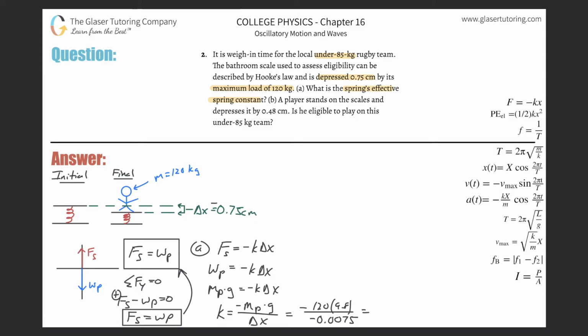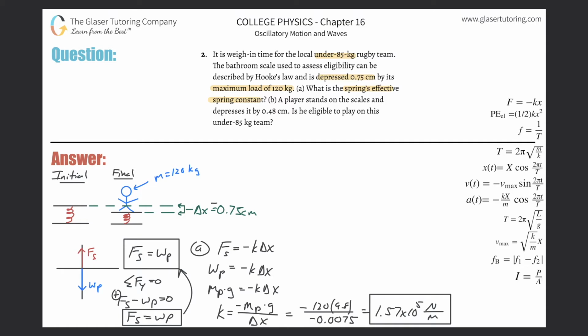And what do we get? So we get a value of about 1.57 times 10 to the 5, and that's newtons per meter. Those are the units of the spring constant. It should make sense because, as my formula says over here, it's basically weight divided by displacement. So weight is newtons, displacement is meters. So that's the spring constant.